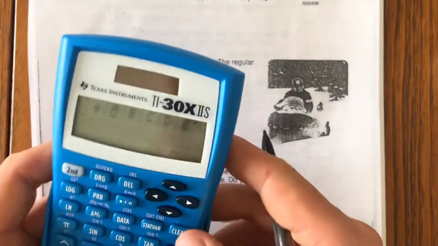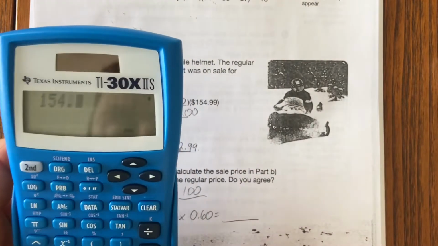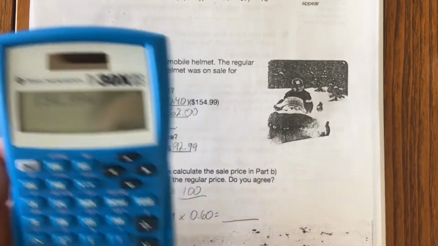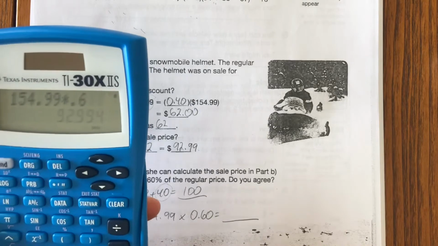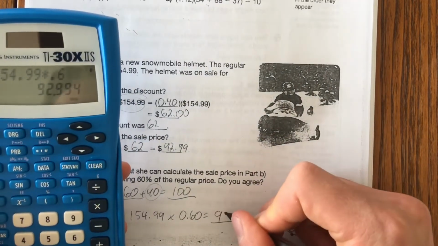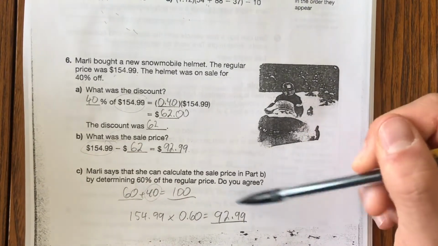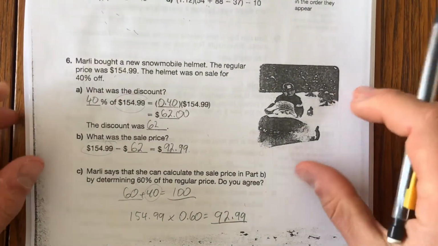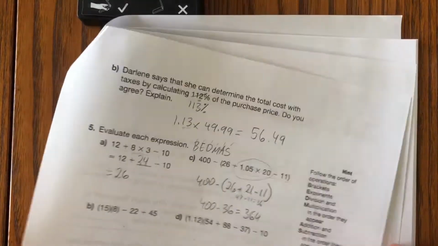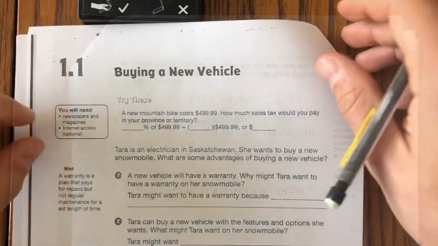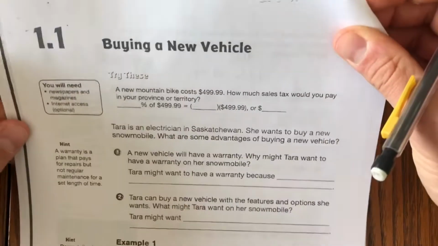So let's do that. 154.99 times 60% is 92.99. And compare the answers, they're the same. We've done it. Excellent. Moving on to the next page. All right, 1.1. This is page 4.